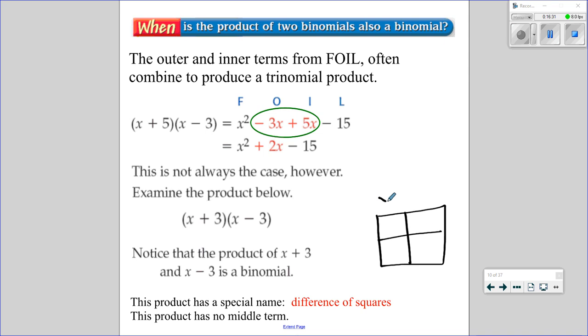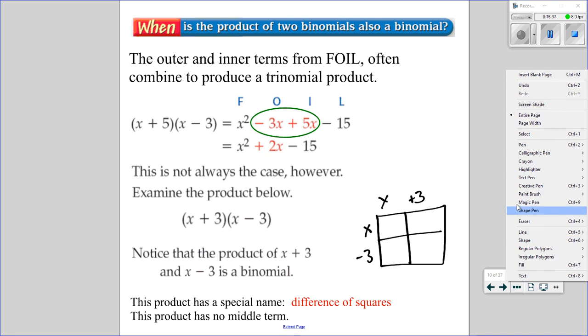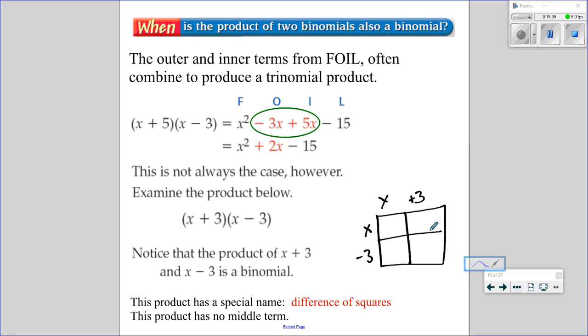So I'm going to have x and positive 3 here, and x and negative 3, and I'm going to multiply. So x times x gives me x squared, not 2x, because we're not adding, we're multiplying. Multiplying same base, add the exponents. So this would be negative 3x, and x times 3 is 3x, and then positive 3 times negative 3 gives me negative 9.